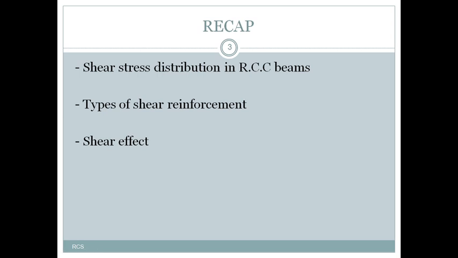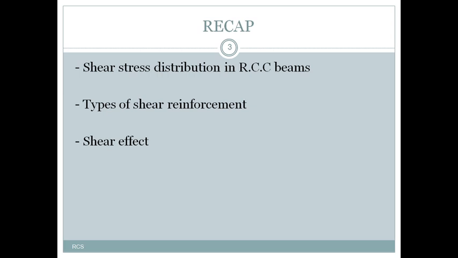In the tension zone of this particular beam, we chose three elements: one at the support, another at the midspan of the beam, and another somewhere in between the support and midspan of the beam. And we analyzed those three elements.